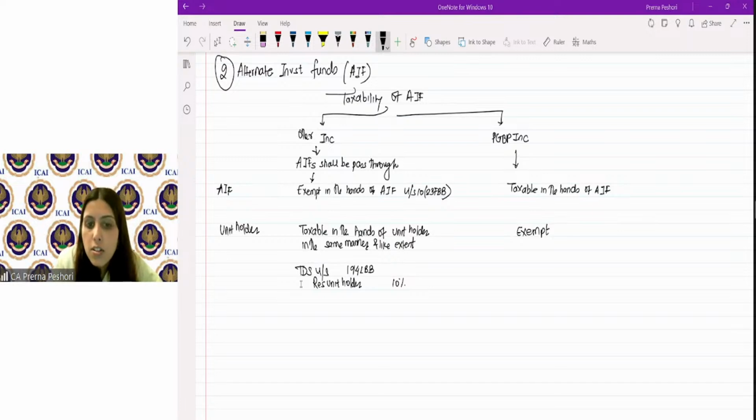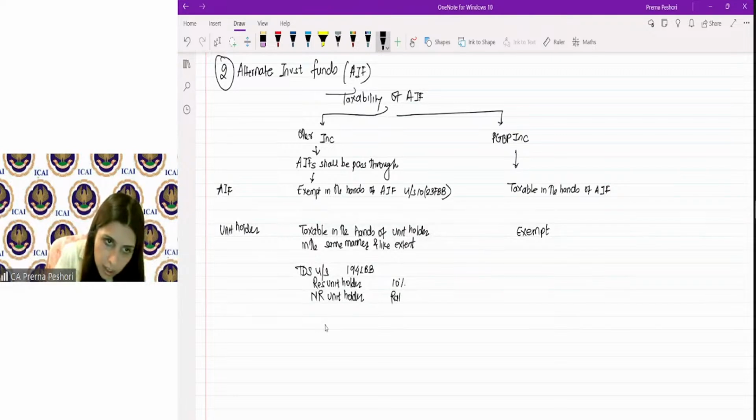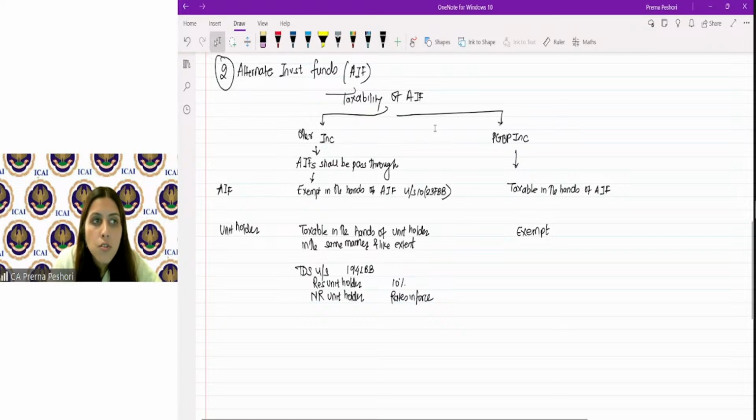In case of the resident unit holder, it shall be 10%. And in the case of the non-resident unit holder, it shall be at the rates in force. We saw what is the meaning of rates in force, which is the rate under the Act or the rate under the DTAA, whichever is beneficial. Whichever is beneficial. Okay.